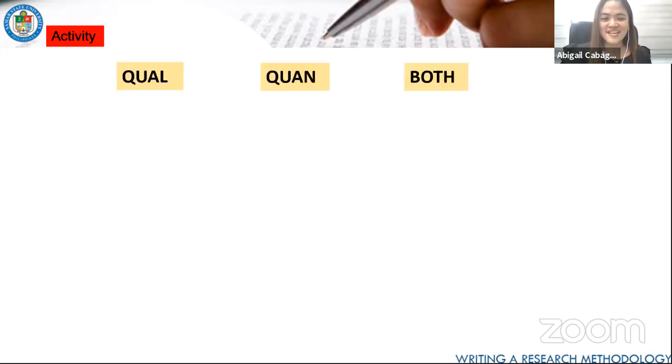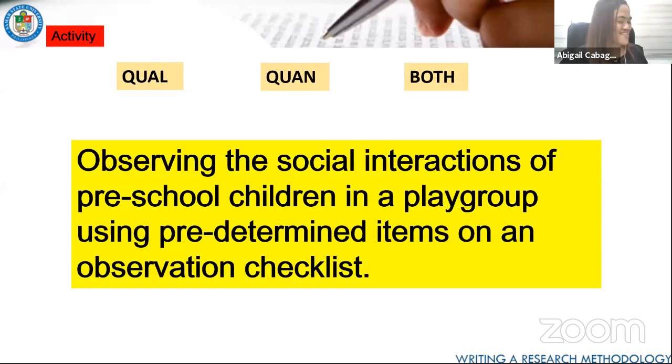Okay, so before I proceed to the different research designs, let's have first an activity. This is just a very simple activity. In this activity, you are just going to identify if the data that I'm giving you is qualitative data, quantitative data, or can be both. This is just a 5-item quiz. Okay, so let's start.